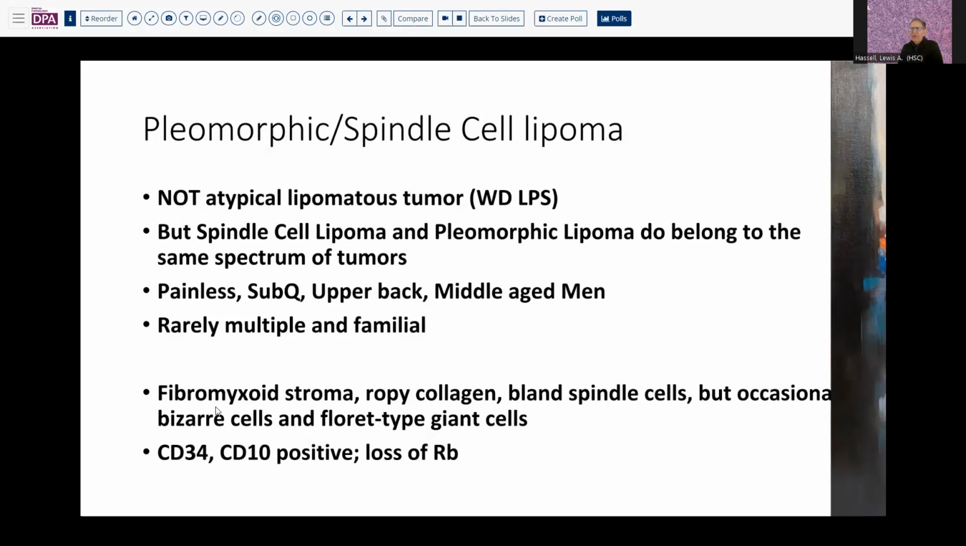But the striking finding is this very fibromyxoid stroma with very coarse collagen bundles. Bland spindle cells, but there are occasional bizarre cells and some floret-type giant cells. Now, under immunohistochemistry, these tumors have CD34, like several other soft tissue tumors that we have discussed in previous series. But notably, they do express a loss of the RB protein, probably due to a loss of that tumor suppressor gene.